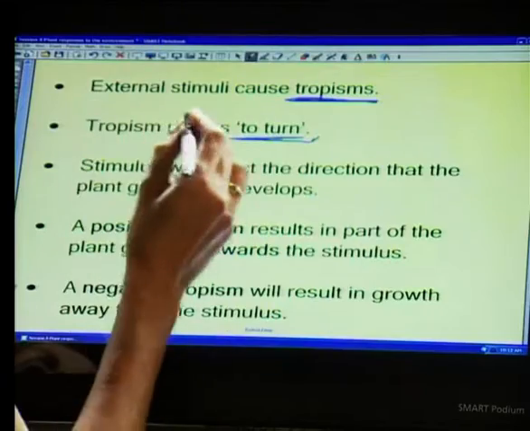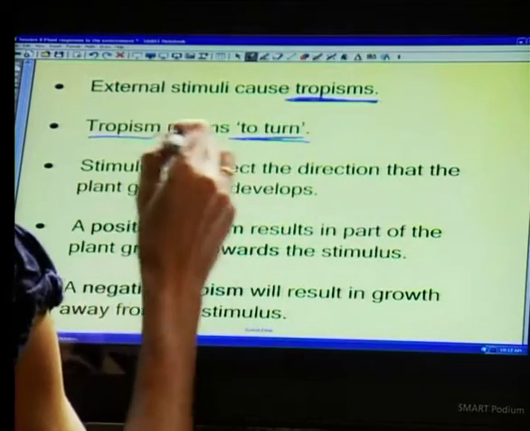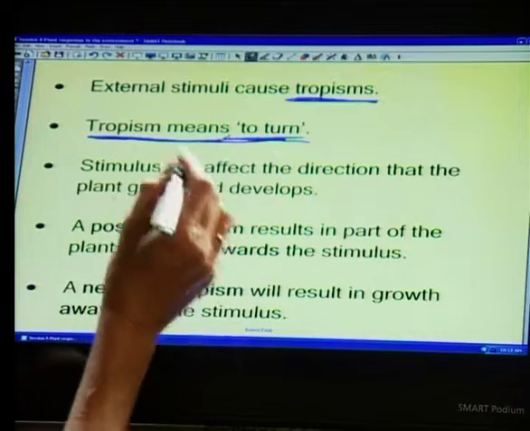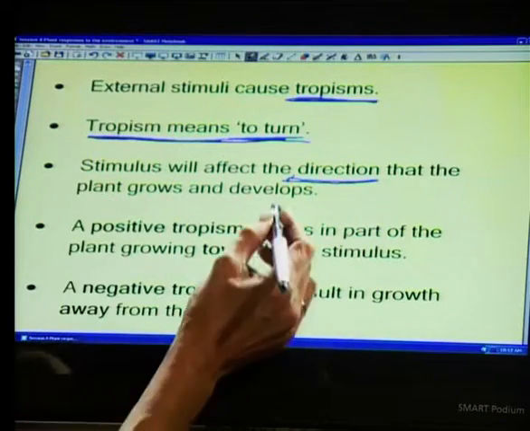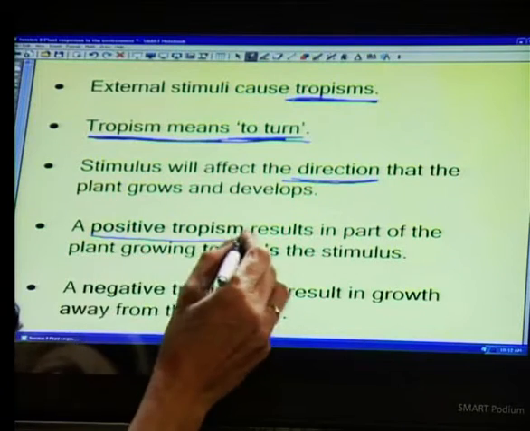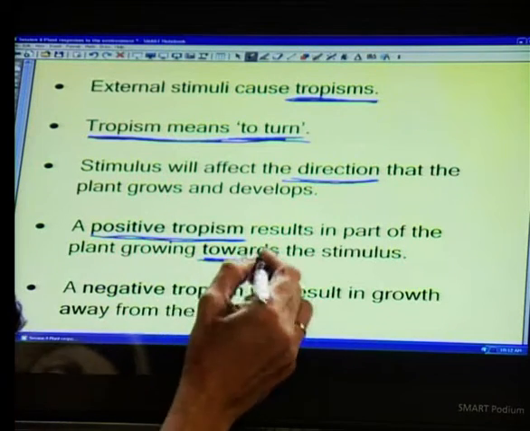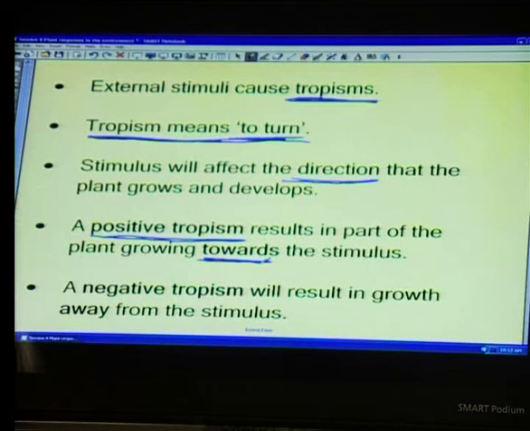All right, so tropism means to turn. And people, this is very, very important. You must know that. Now, a stimulus will affect the direction that the plant grows and develops in. A positive tropism means that it will grow towards that stimulus. And if it's negative, well, people, think about it. If it is positive, it'll grow towards. It's positive, it wants that. If it's negative, you move away from. So plants are exactly the same. If it's a positive stimulus, it moves towards that stimulus. If it is a negative stimulus, it'll move away from it.